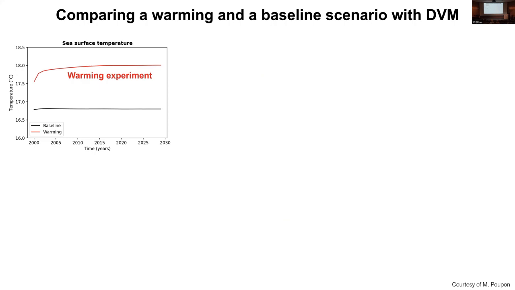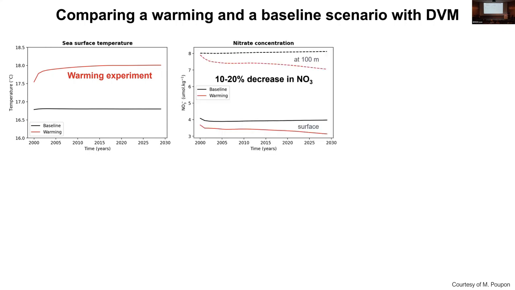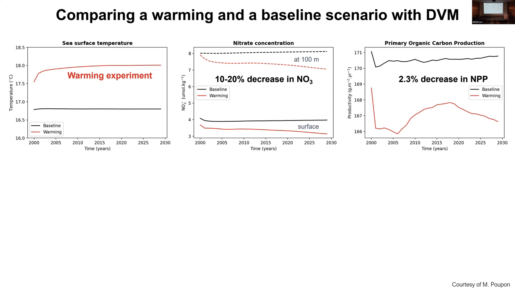So let's start with a warming experiment. We increased radiation and simulated an RCP 8.5 experiment. And as Mathieu showed earlier, there is a decrease in nitrate due to increased stratification. There's a higher decrease at 100 meters than at the surface, but proportionally, the decline in nitrate is greater at the surface. And associated with that, there is about a 2.3% decrease in NPP.